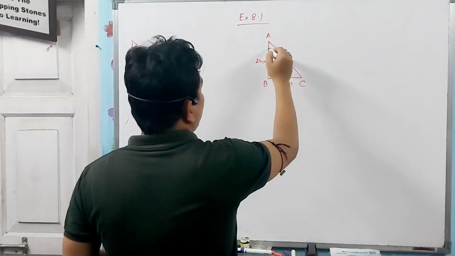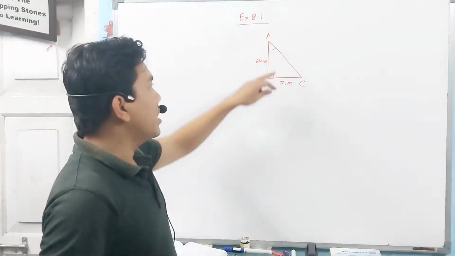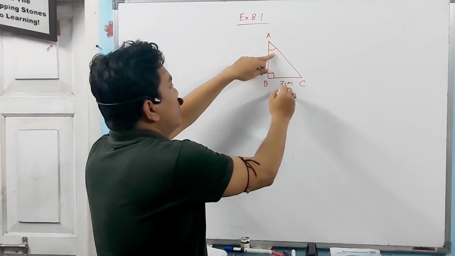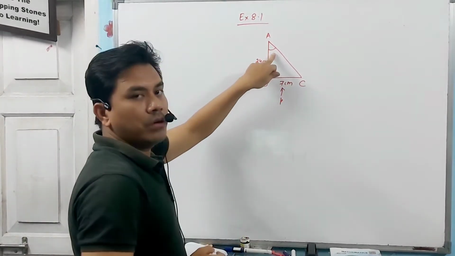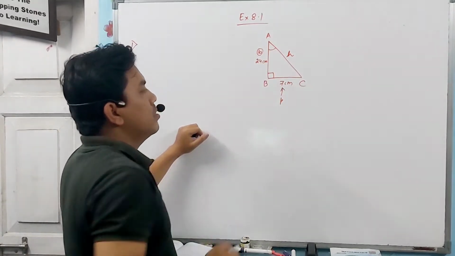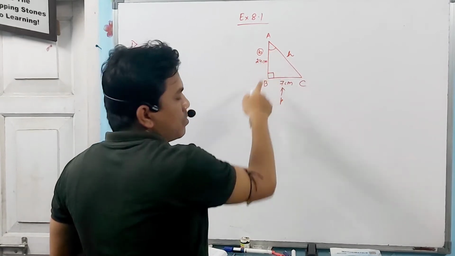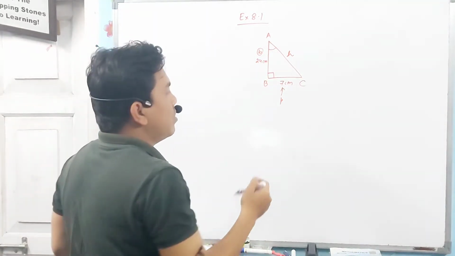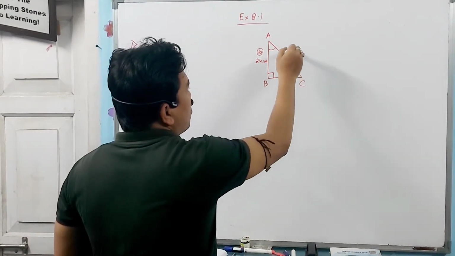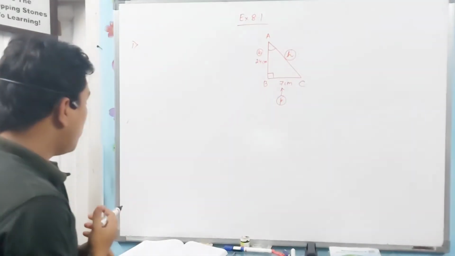Since we are asked to find the sine of this angle, the side which is opposite to this angle will be the perpendicular. This is the hypotenuse and this will be the base. The side just opposite to the angle for which we have to find the sine is the perpendicular, the longest side is the hypotenuse, and finally the last one is the base.